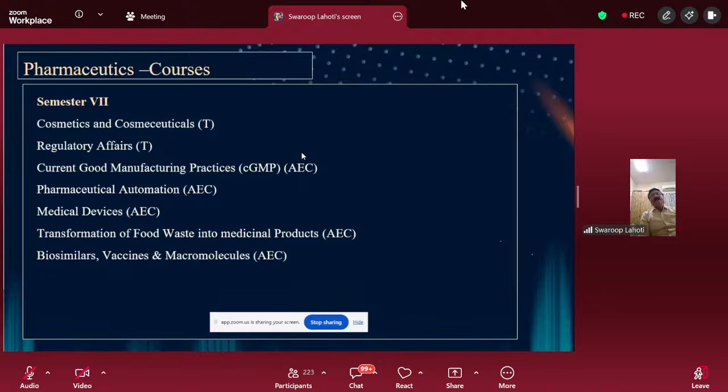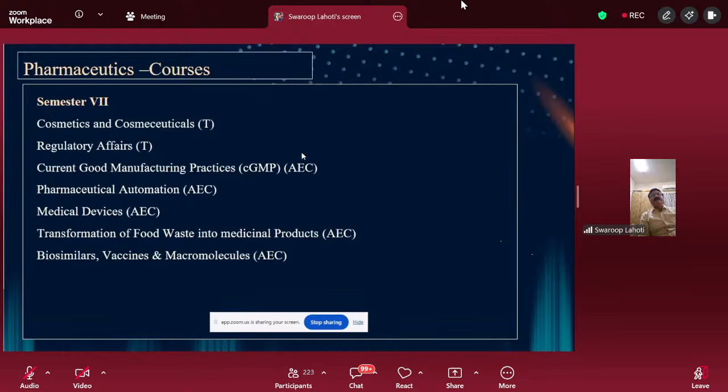We know that we have the Drug and Cosmetic Act, but we are only concentrating on the drugs, not the cosmetics. Many students, after completion of B pharmacy and M pharmacy, are going for the cosmetic industries, because equivalent cosmetic industries are there, and all the rules and development are almost similar. So they can make a career in the cosmetic industry. So cosmetics and cosmeceuticals is included in the syllabus.